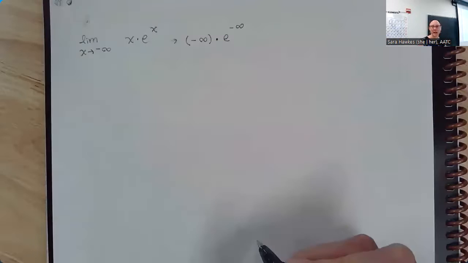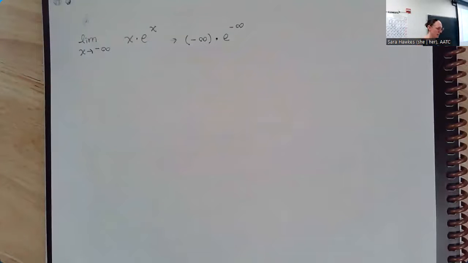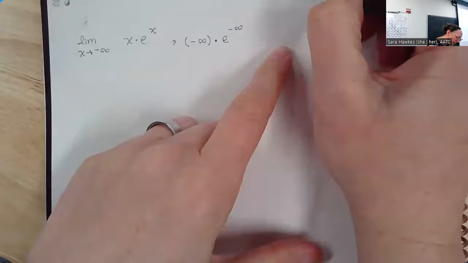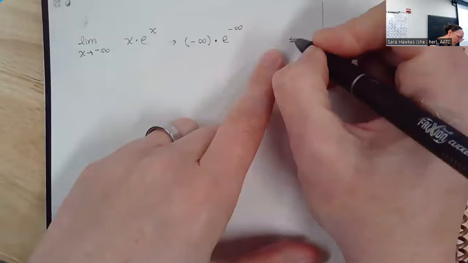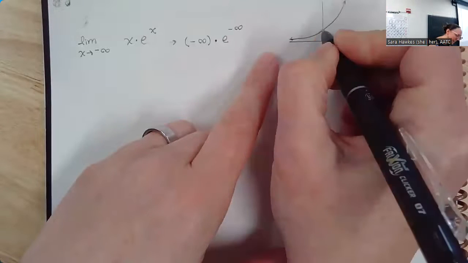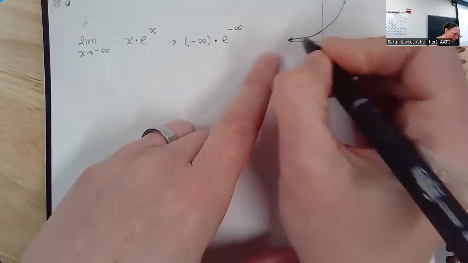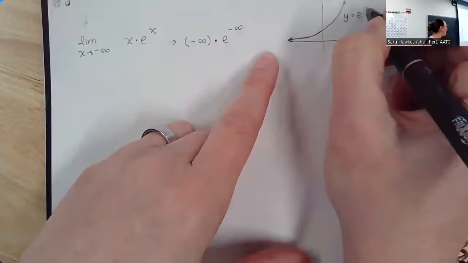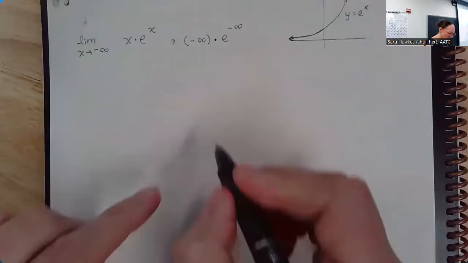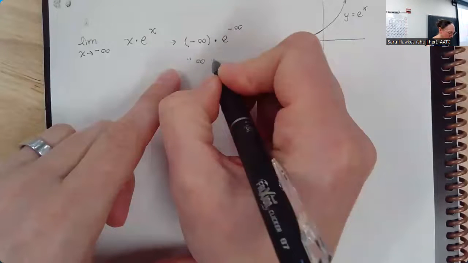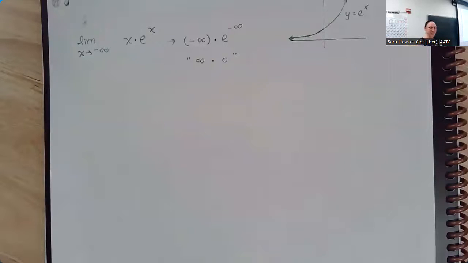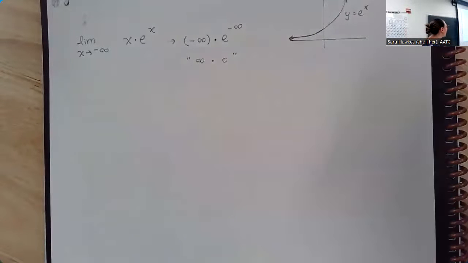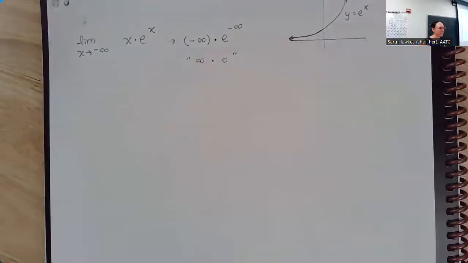Now, a couple of things to point out. e to the negative infinity is 0. Why is it 0? Because if I think about what a graph of e to the x looks like, as x approaches negative infinity, the y value for e to the x approaches 0. So essentially, this is an infinity times 0 case, which is an indeterminate form, but it's not one that I can apply L'Hopital's to.